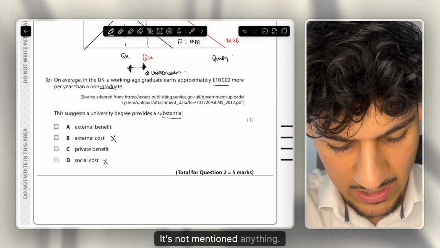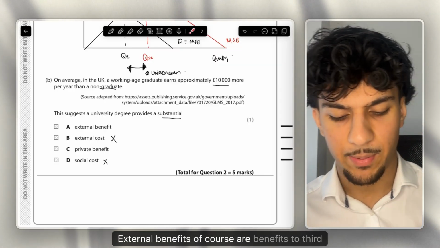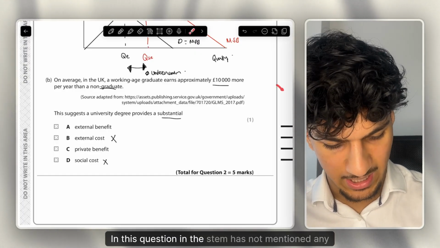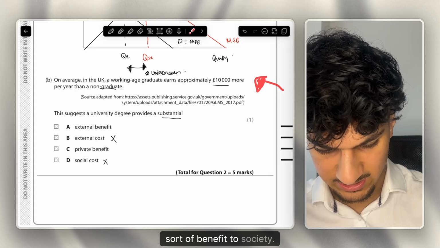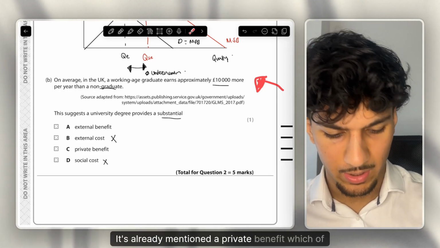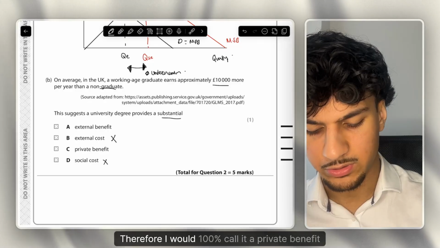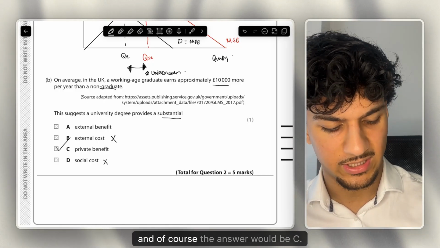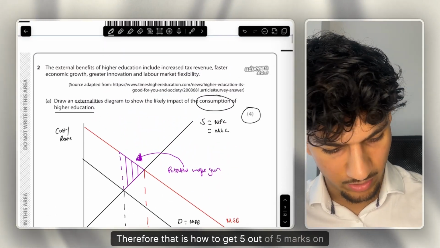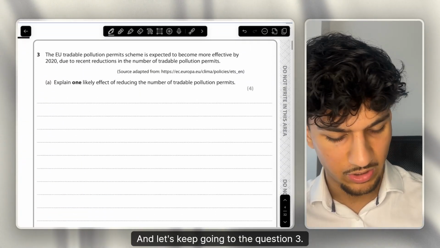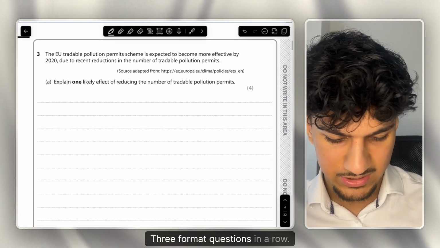External benefits, of course, are benefits to a third party, benefits to society. In this question, the stem has not mentioned any sort of benefit to society. It's only mentioned a private benefit, which of course is you personally earning more. Therefore, I would 100% call it a private benefit, and of course the answer would be C. Therefore, that is how to get 5 out of 5 marks on this question 2. And let's keep going to question 3. Another 4-mark question, 3 4-mark questions in a row.